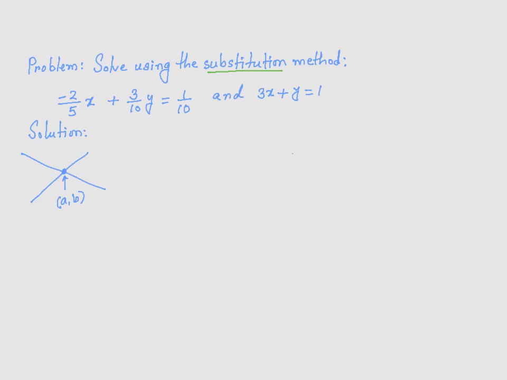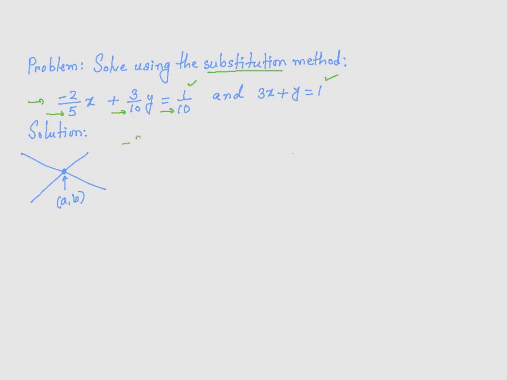Now I have two equations. However, this equation is in simple form, but this one has fractions in it. So I'm going to get rid of these fractions by multiplying both sides of this equation by the LCD of the denominators. The LCD of the denominators is 10.